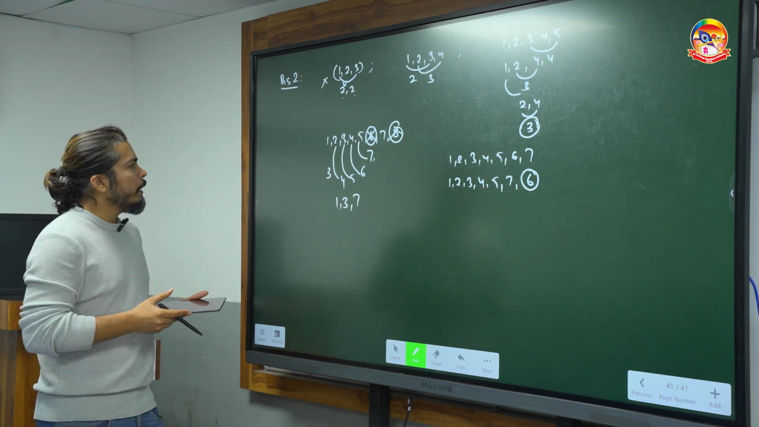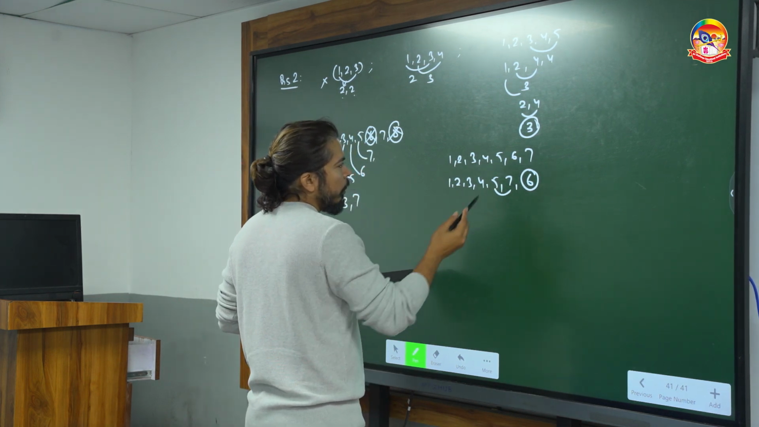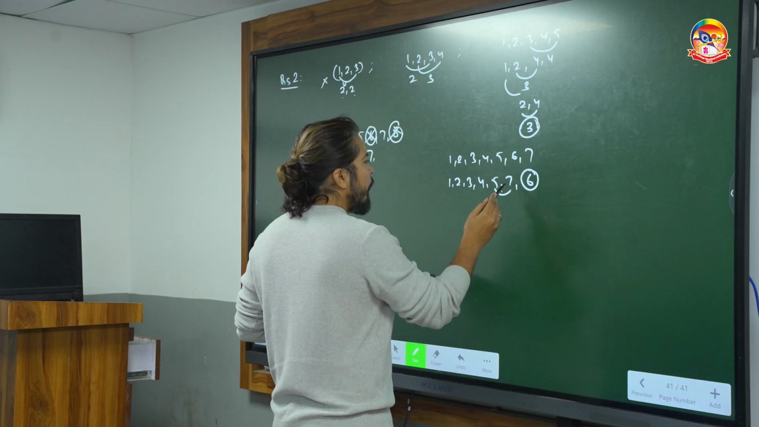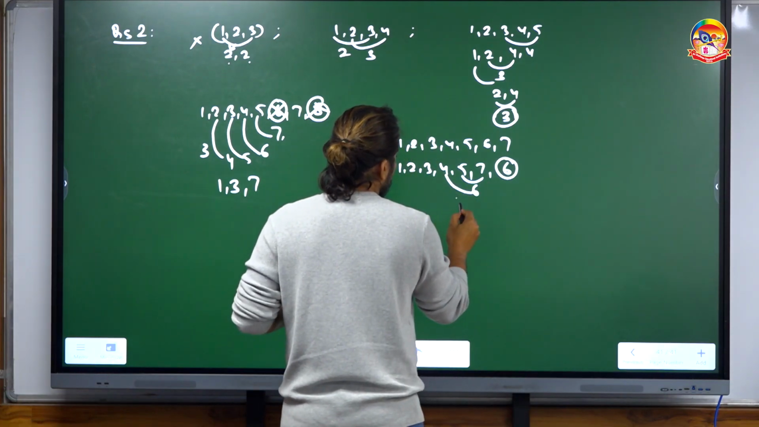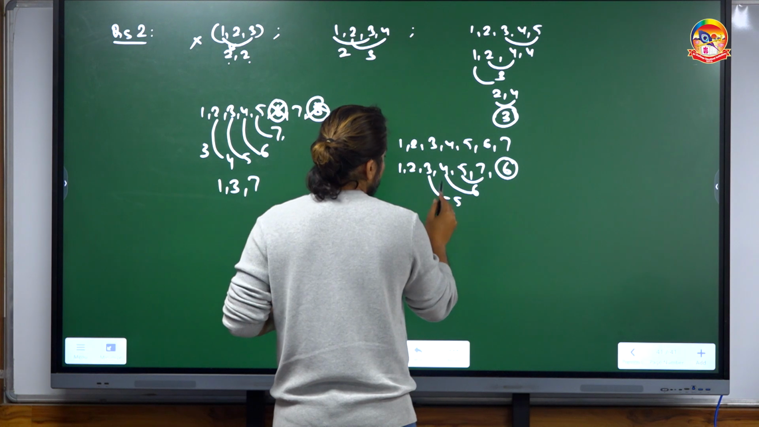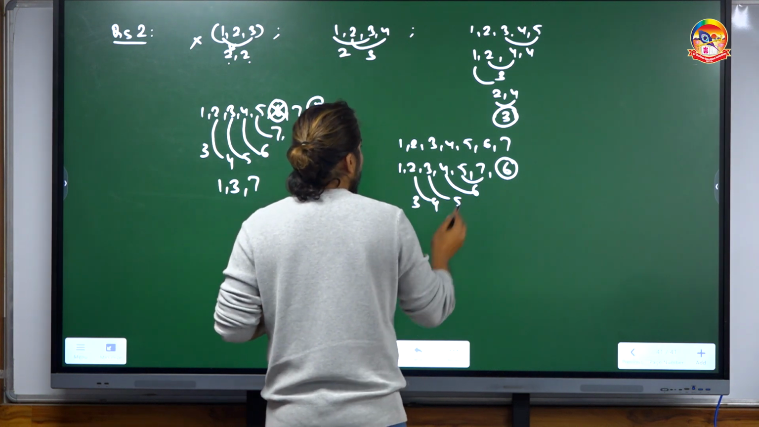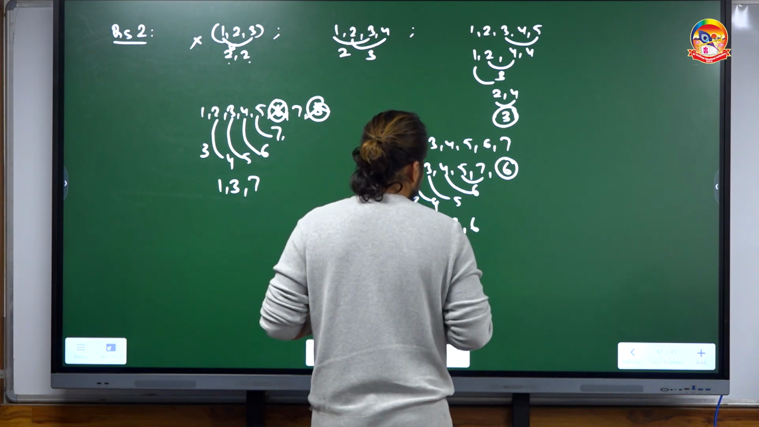Okay, the numbers that remain here are 1, 3 and 7. Similarly, say I move with 5 and 7 here also, 5, 6, 7, right? 5 and 7 will give me a 6, 6 and 4 will give me a 5, 5 and 3 will give me a 4, 4 and 2 will give me a 3. So the numbers that remain here are 1, 3 and 6. Alright.